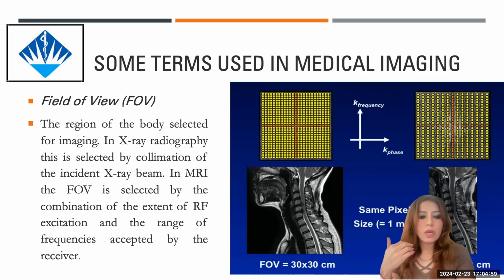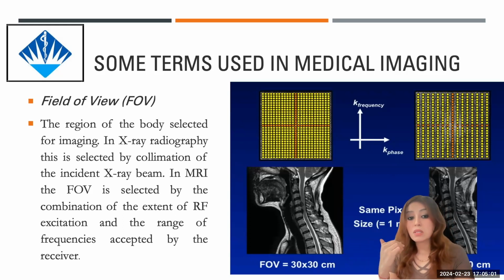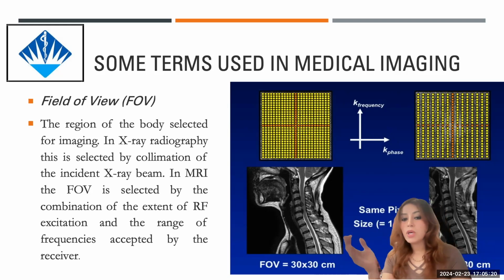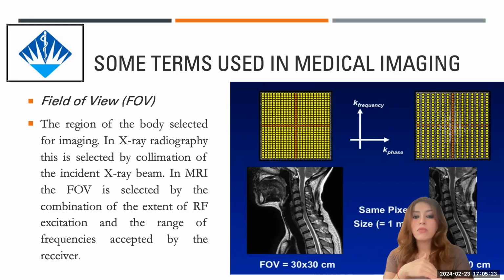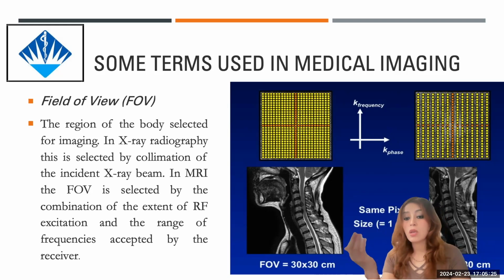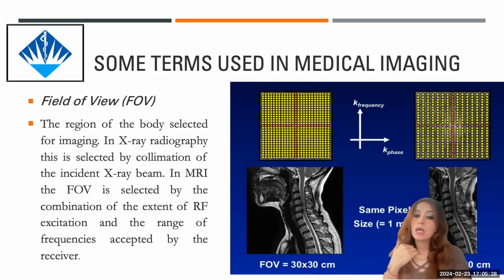For simplicity of explanation, we consider square pixels with the same field of view in each direction. However, by altering the sampling rates along the frequency and phase axis, it is possible to alter the field of view along each image dimension independently. So field of view is the region of the body selected for imaging. In X-ray radiography, it is selected by collimation of the incident X-ray beam. The MRI field of view is selected by a combination of the extent of radio frequency excitation and the range of frequencies accepted by the receiver.